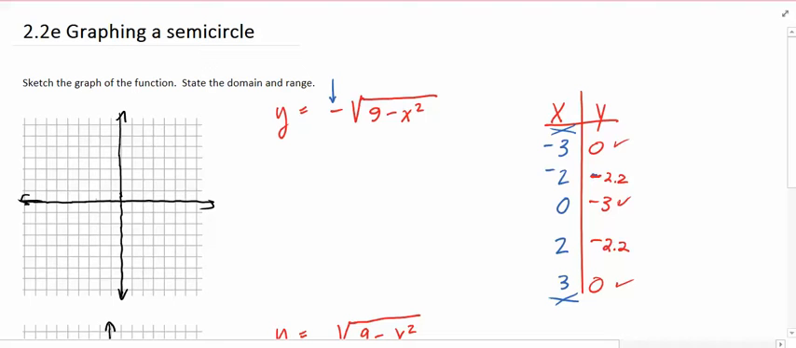Let's go ahead and graph this. We have negative 3, 0. We have 3, 0. We have over 0, negative 3. We have over 2, negative 2.2, over 2, negative 2.2. Okay, and over negative 2, 2.2. We really do see that this is going to be a pretty nice semicircle. Right? There's my semicircle.